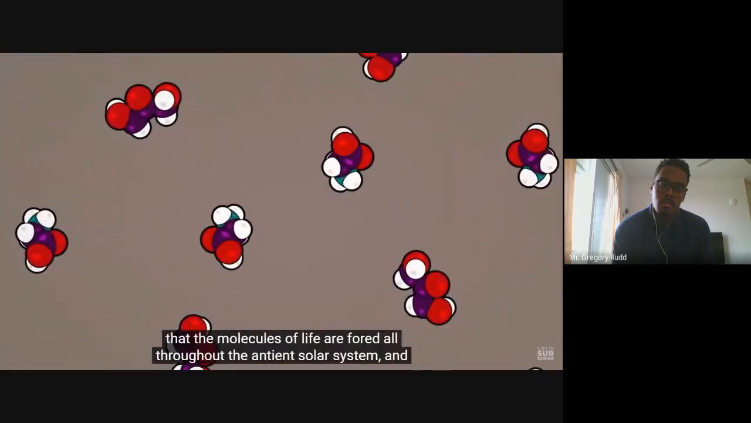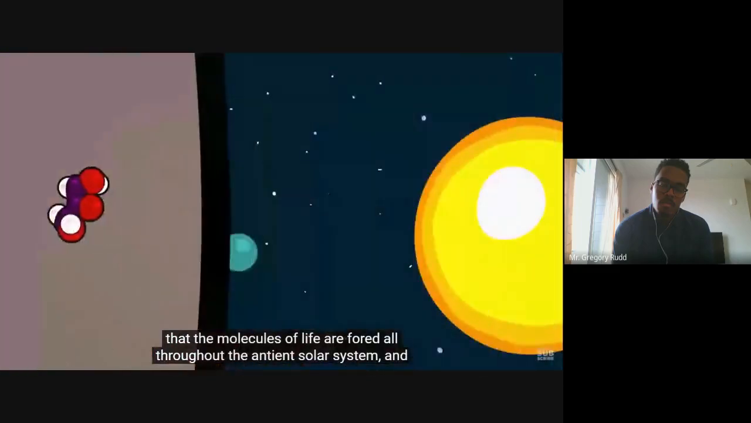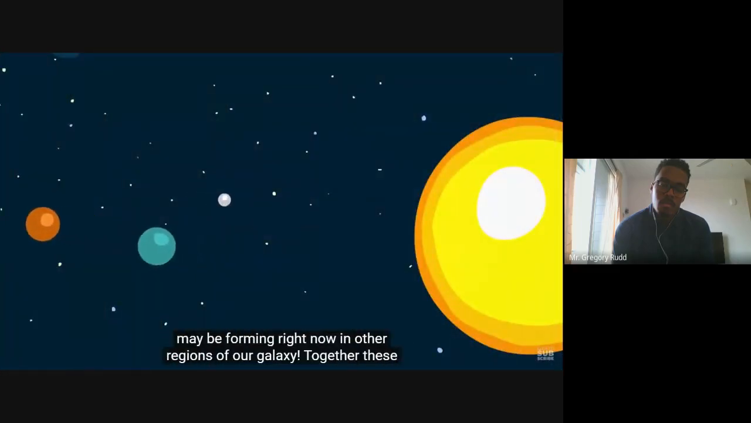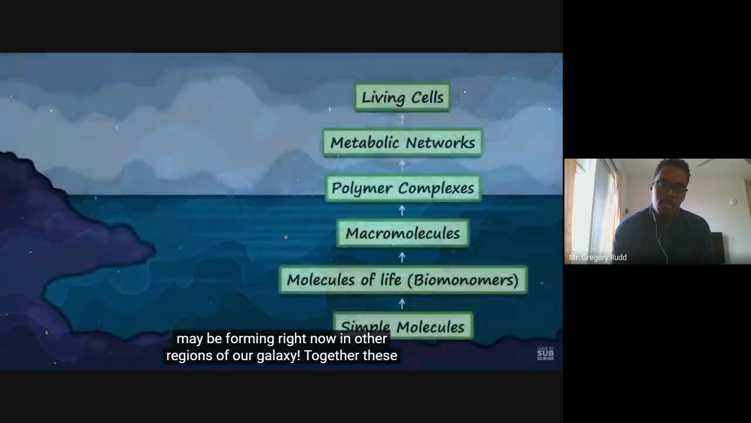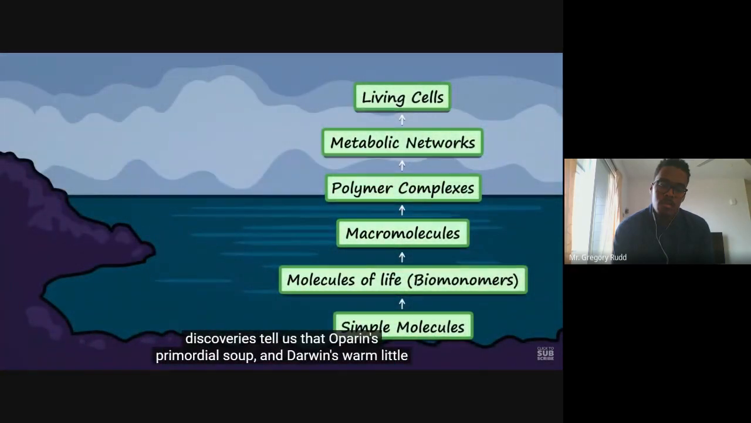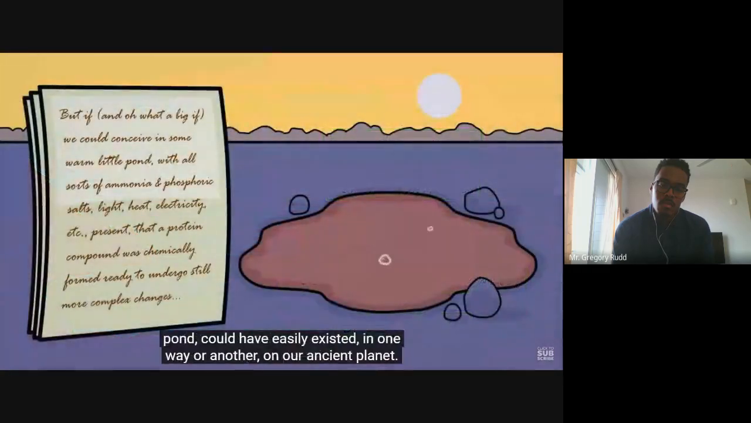This suggests that the molecules of life formed all throughout the ancient solar system and may be forming right now in other regions of our galaxy. Together, these discoveries tell us that Oparin's primordial soup and Darwin's warm little pond could have easily existed in one way or another on our ancient planet.